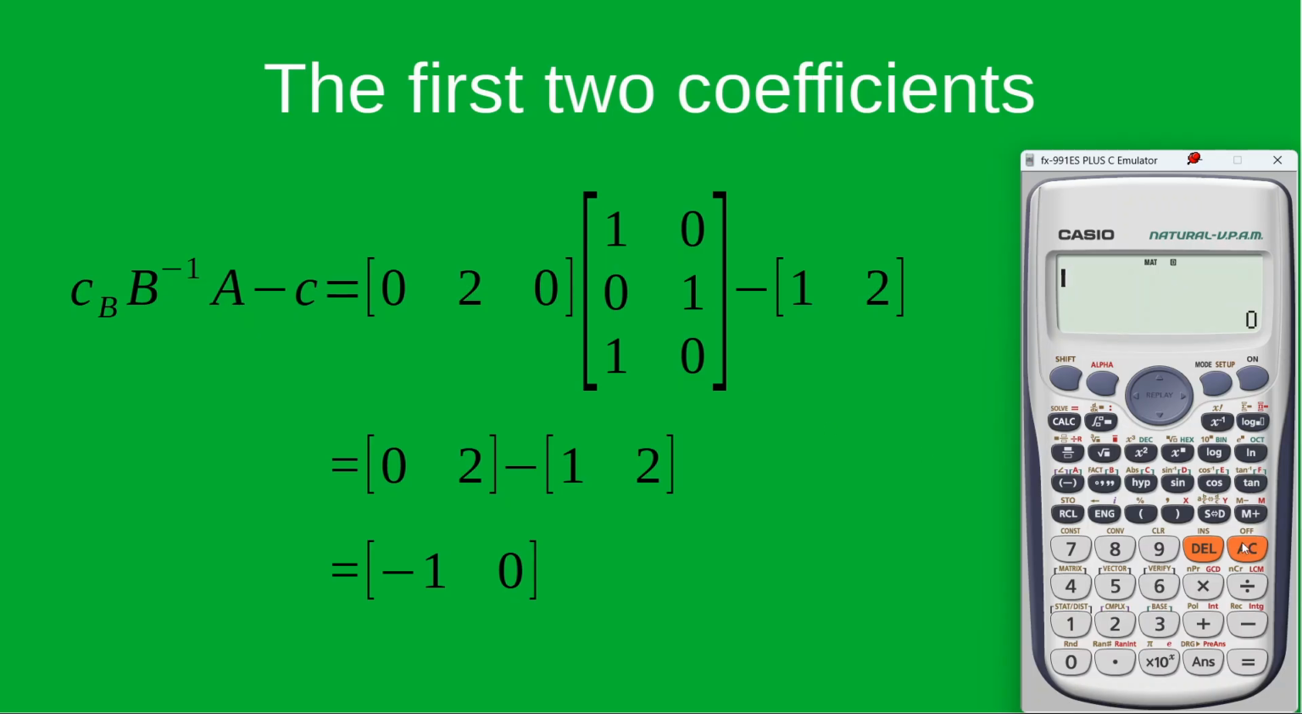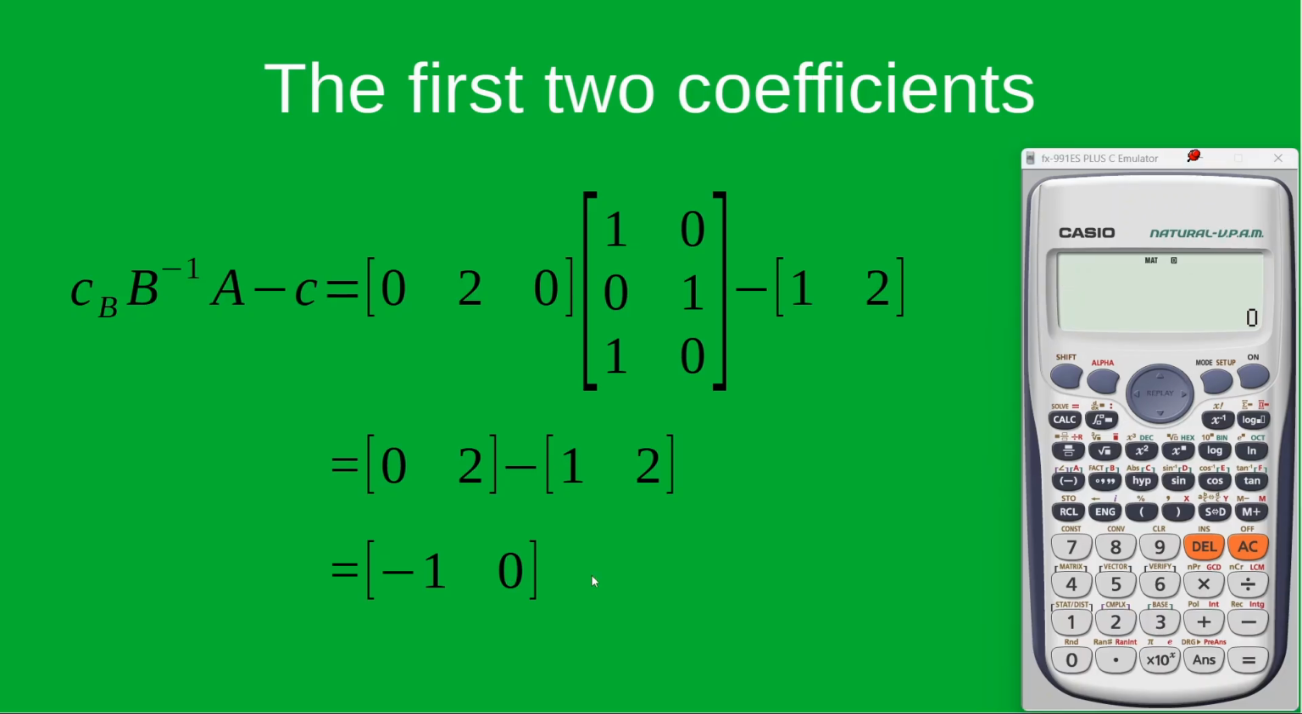To do this multiplication, we have to do it manually. So it's very simple. It's 0, 2, 0 multiplied by the first column, that is 1, 0, 1. So that's going to be 0 into 1, 2 into 0 and 0 into 1. So that's 0. And similarly, the second element is found by 0 into 0, 2 into 1 and 0 into 0. That is 2. So 0 into 2 minus 1 into 2 makes it minus 1 into 0.